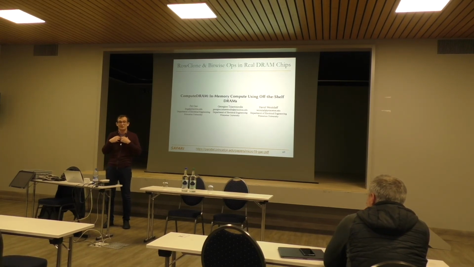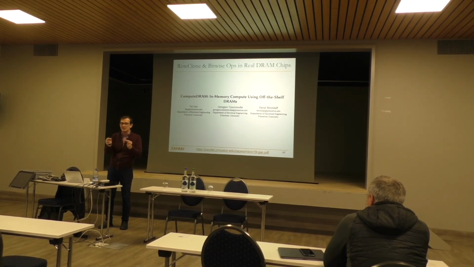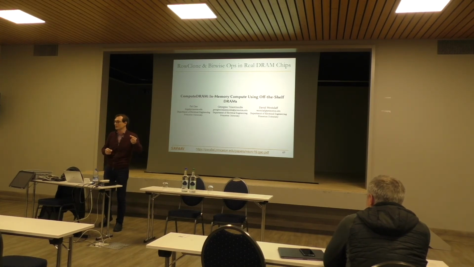I think to be able to do it reliably, you need to change the DRAM chip. But they were able to show that by reducing the timing parameters, they could get the chips to imitate this triple row activation. And in some fraction of the chips, they would get bitwise AND and bitwise OR operations. And they would also show majority, basically.